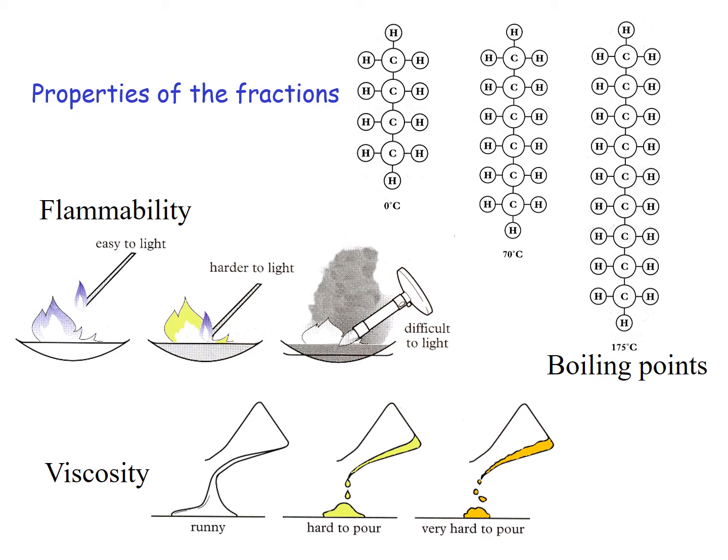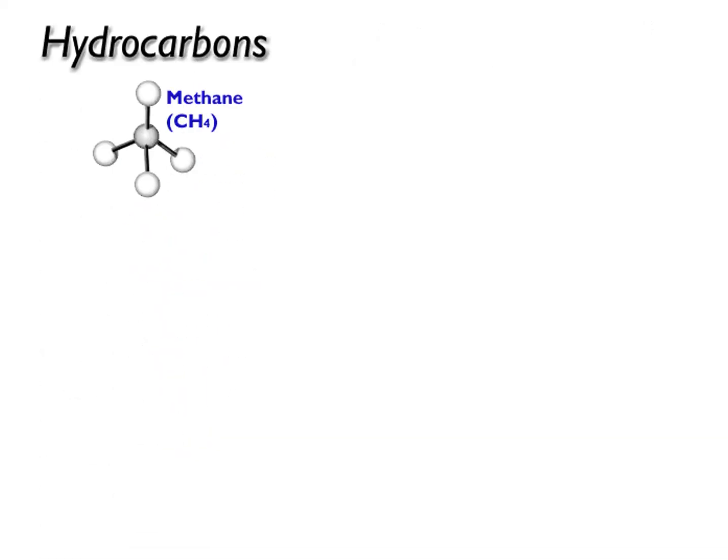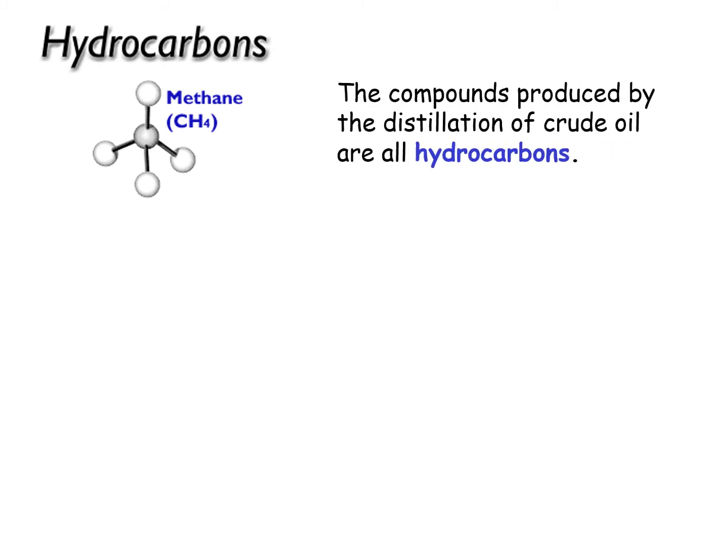Okay, so I mentioned a couple of times about hydrocarbon. So what we're going to look at now is what a hydrocarbon is. We're going to be looking at one particular group of hydrocarbons called the alkanes. So hydrocarbons are molecules that contain hydrogen and carbon only.